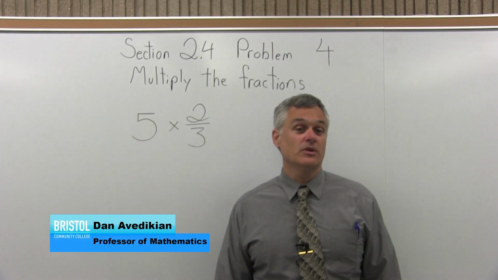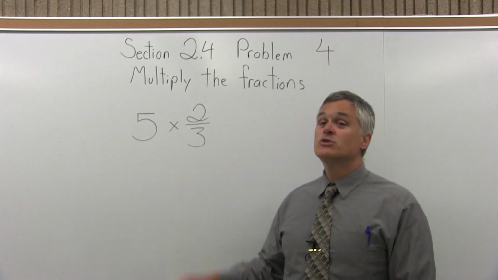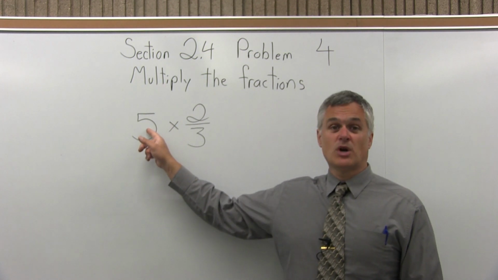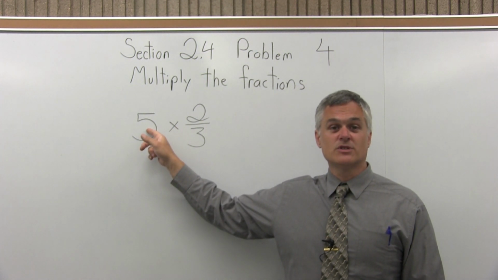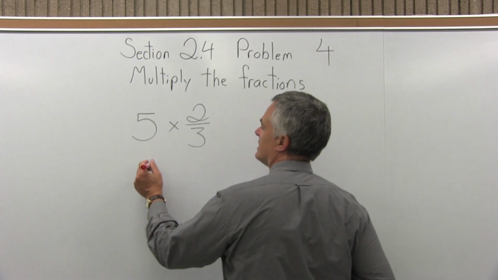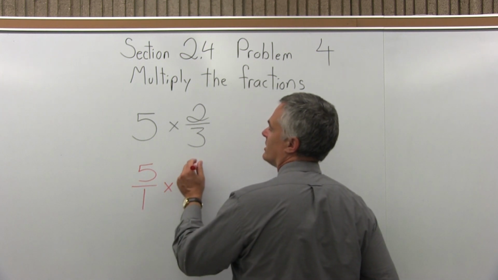This is Section 2.4, Problem 4. It says multiply the fractions 5 times 2/3. Now, the issue with this is I want to multiply top times top, bottom times bottom, and 5 does not have a top and a bottom. It's just a number. So what we have to do in a case like this is rewrite the whole number as a fraction with a numerator and a denominator.